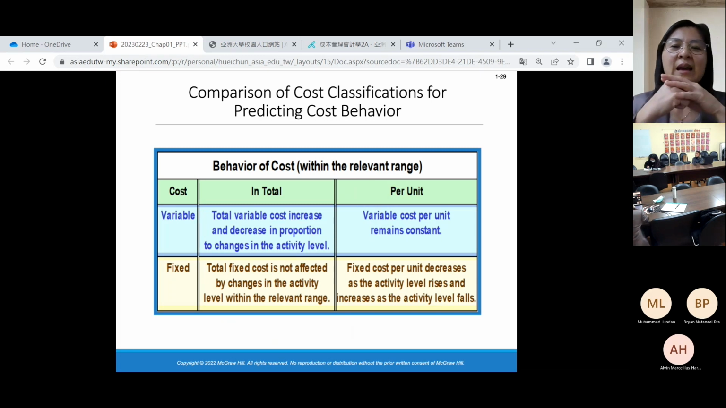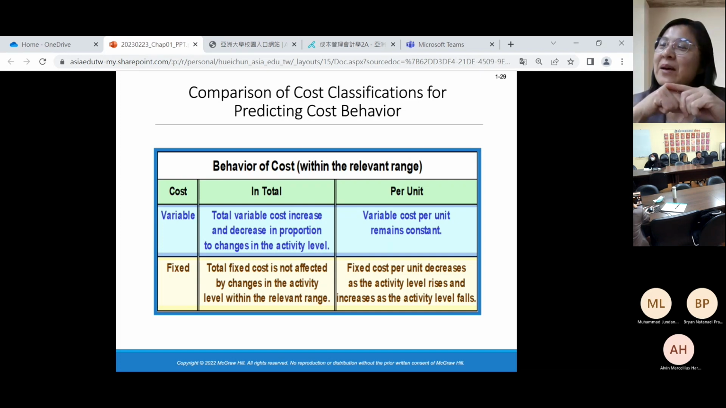Okay, I want you to take a look at this summary. Just don't get mixed up. It's talking about the behavior of cost within the relevant range, and you can see the variable cost per unit. It says variable cost per unit remains constant, as we said a few PPTs ago, right? That's correct, right? Yes, okay.